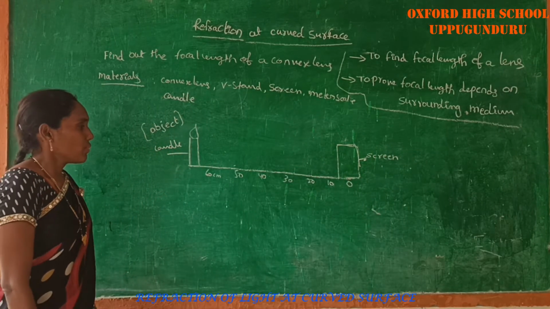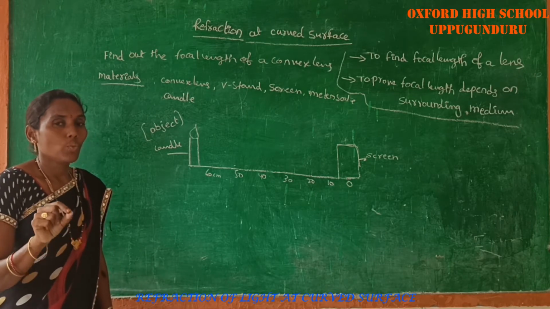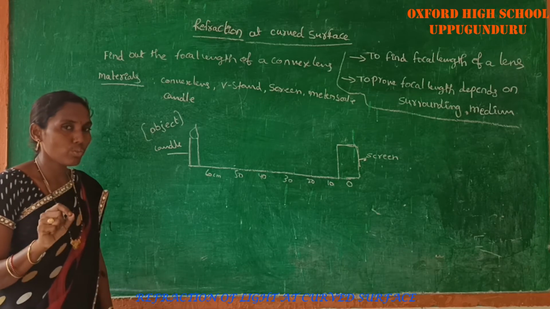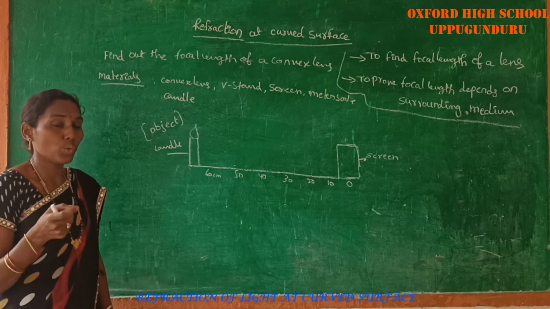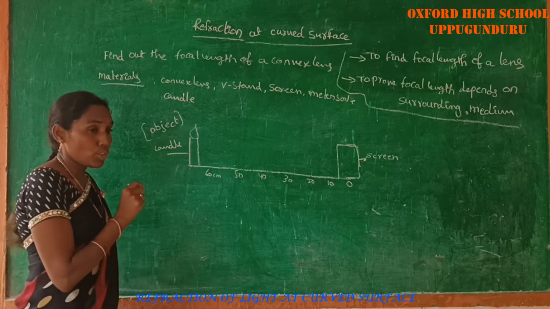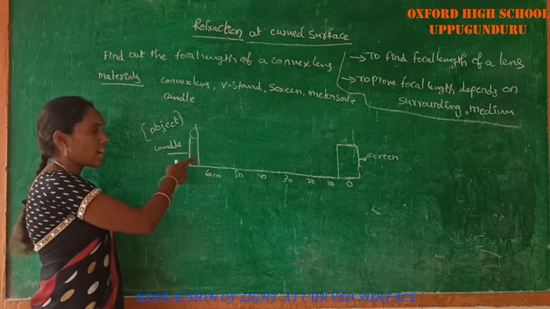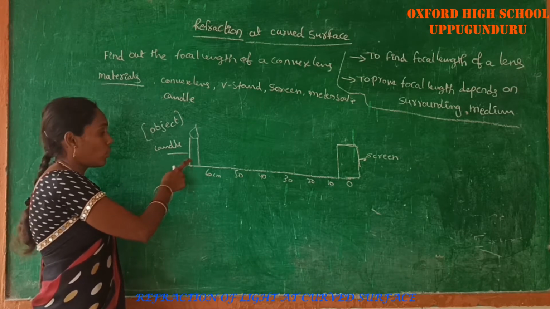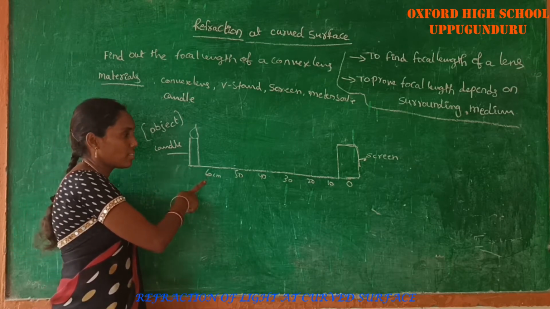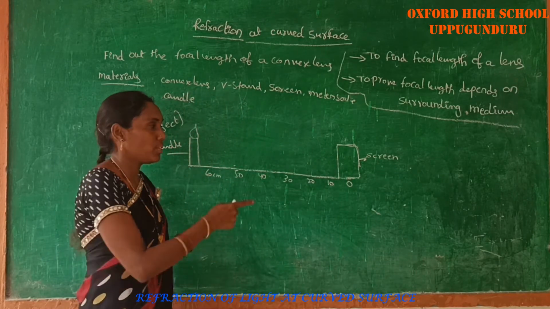Now first take the meter scale. By using the meter scale, we can mark the values from 0 to 60, or 0 to 80, or 0 to 100 centimeters, whatever it is, on the table. Then light a candle. That candle is placed on one side of the table. Next, place a screen on the other side of the table.